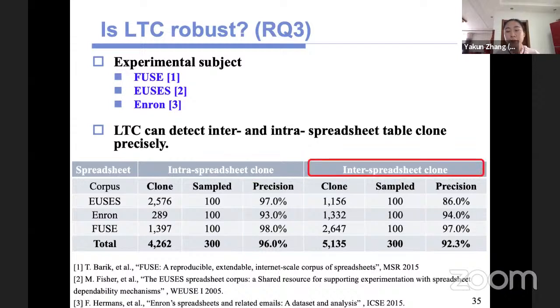Furthermore, we also apply LTC to detect the table clone among spreadsheets. We call them inter-spreadsheet clones. And this is the result. Through the table, we can see that LTC can detect both intra and inter-spreadsheet table clones precisely and is really robust on different corpora.